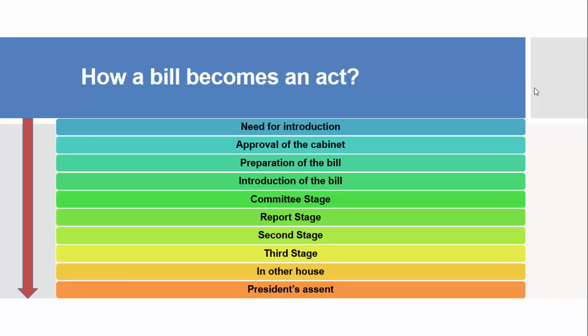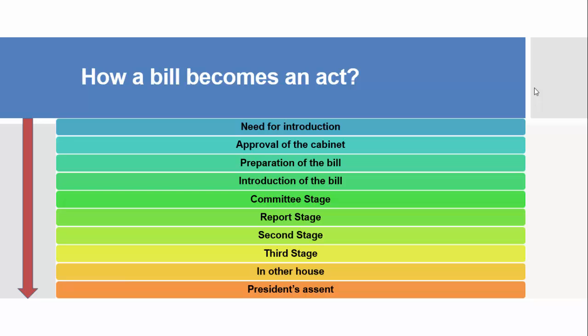Need for introduction. The need for introducing a bill is felt to fulfill an election promise or aspiration of the people. The interest groups and media may also put pressure on the government to introduce and pass a particular bill. Another stage is approval of the cabinet. The need for the bill is discussed in the party or with alliance partners. Thereafter, the matter comes up in the cabinet, which approves it.